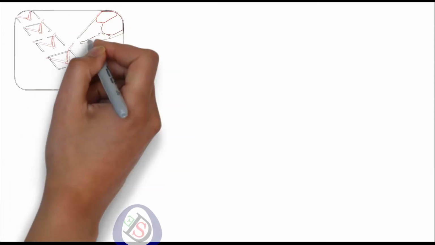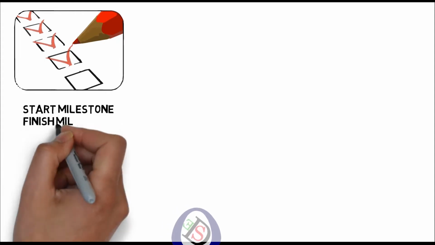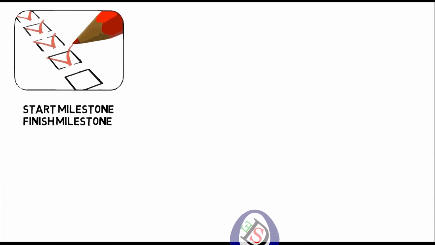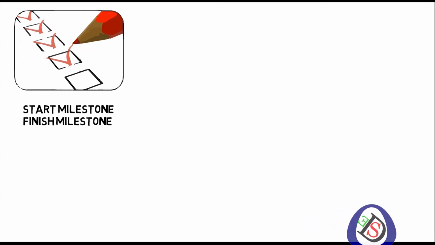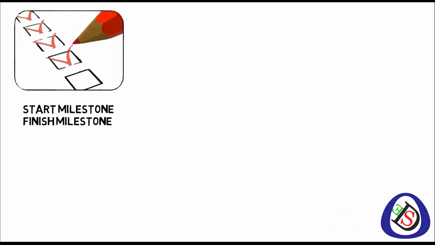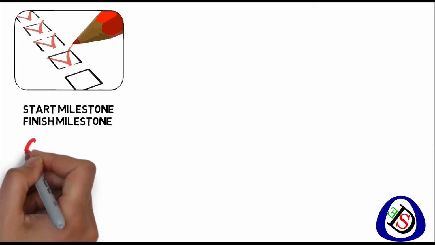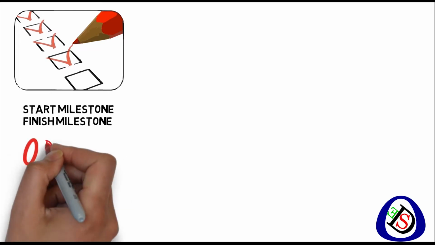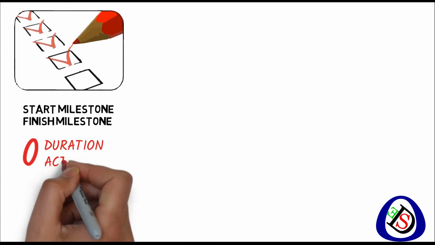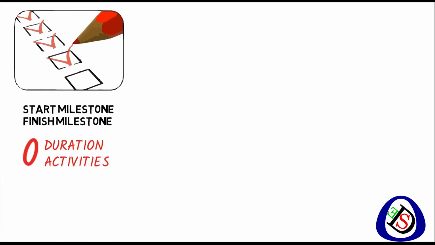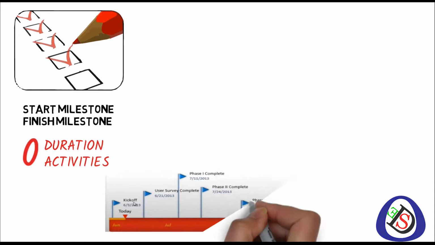So first I will explain start milestone and finish milestone. A start milestone has a start date and no finish date, and is scheduled at the start of a time period and may not be assigned resources. A finish milestone has a finish date, no start date, and is scheduled at the end of a time period and may not be assigned resources. Both of these are zero duration activities. So I have here a screenshot of my schedule.